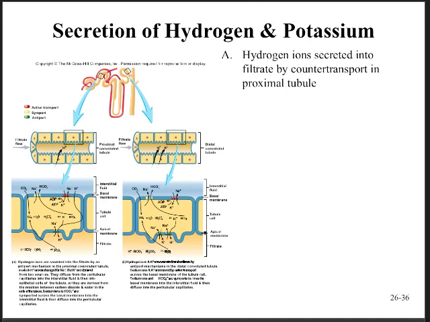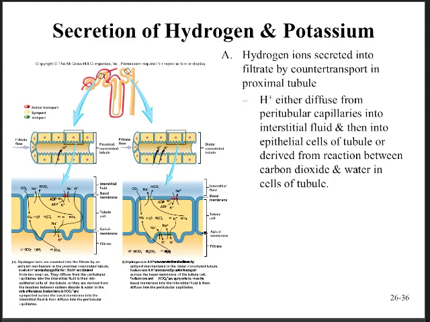This is critical not only for electrolyte balance, but also to maintain the body's pH at close to neutral in most body compartments. So we see here in part A, hydrogen ions are secreted into the filtrate by countertransport in the proximal tubule. So this is looking at the movement of the filtrate in, and you can see the movement of solutes across the tubule lumen. Here we're seeing secretion of protons into the fluid.